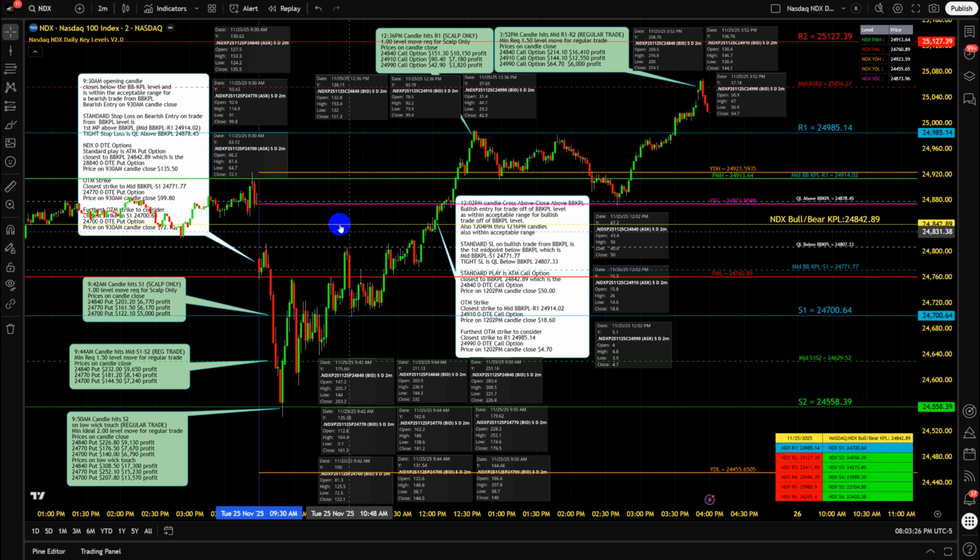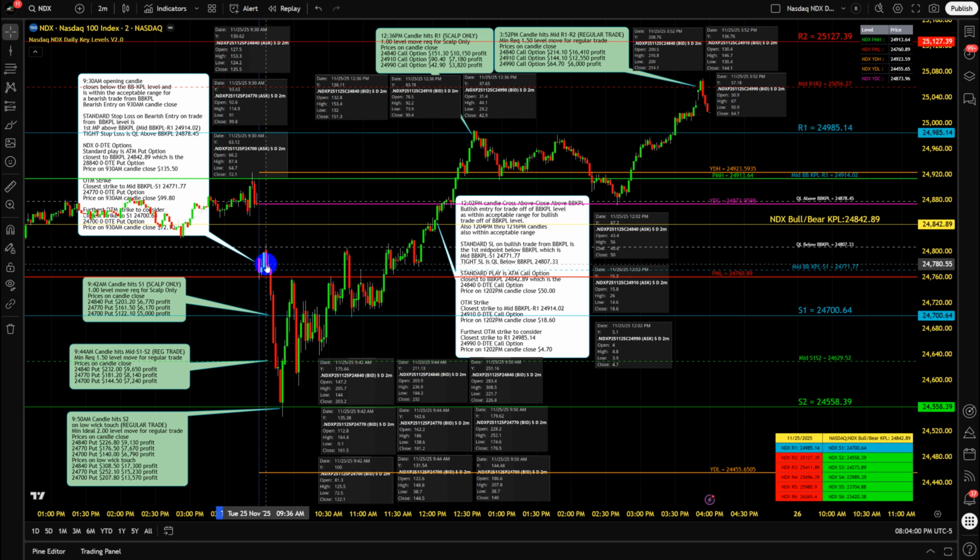Okay, so just like with the SPX daily key levels indicator, you have the 9:30 a.m. opening candle. In this particular session, we have this marked off here. As you can see, today the opening candle opened below and closed below the bull bear key price level, so that is your bearish bias for the initial part of the session. This candle also closed within the acceptable range.